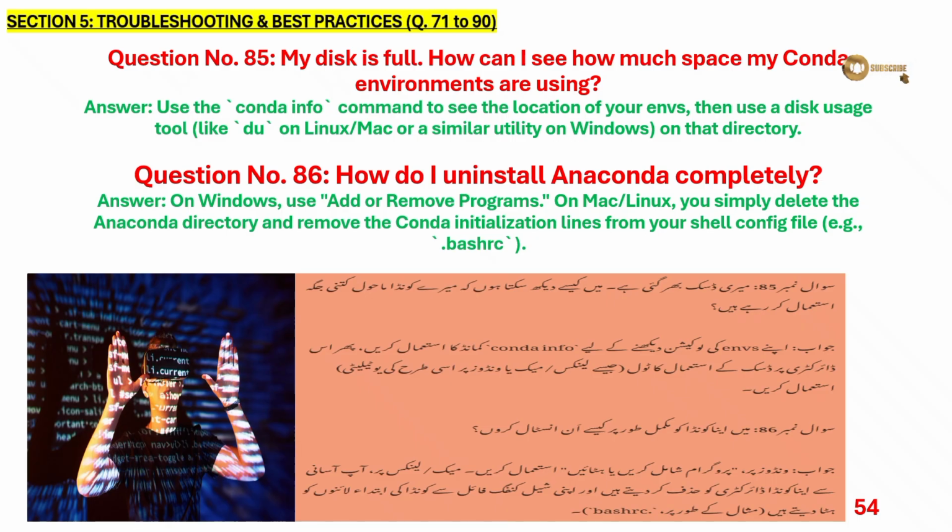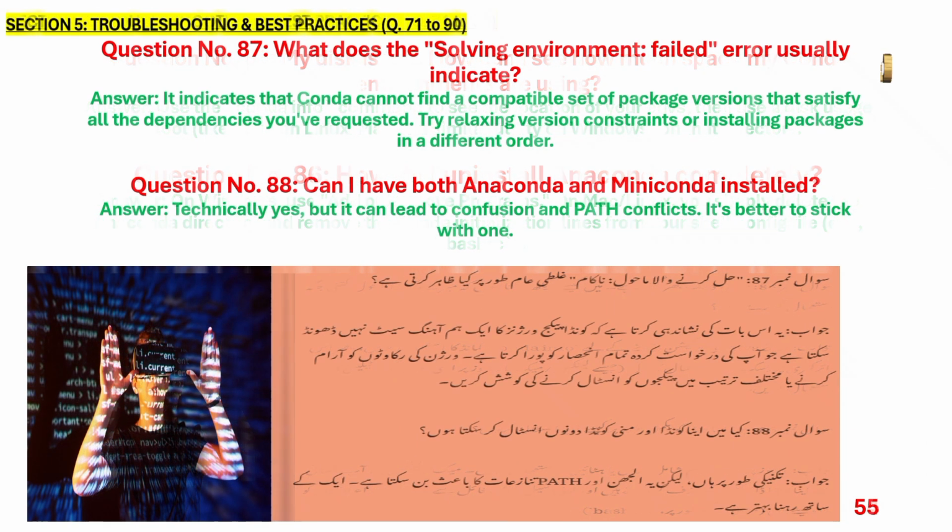Instead of using conda env export, which includes system-specific build numbers, create a handcrafted file listing only the essential packages, preferably without pinning exact versions unless necessary. Question number 84. What is the difference between conda env export --no-builds and the standard export? Answer. The no-builds flag removes the specific build hashes, making the file more portable across different operating systems, though not perfectly so.